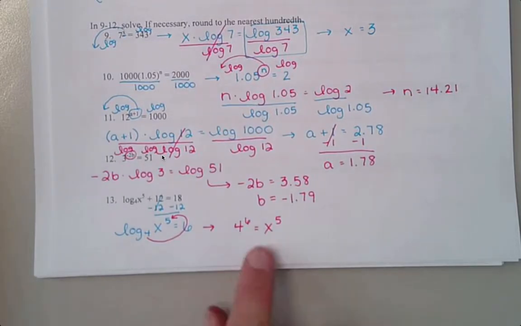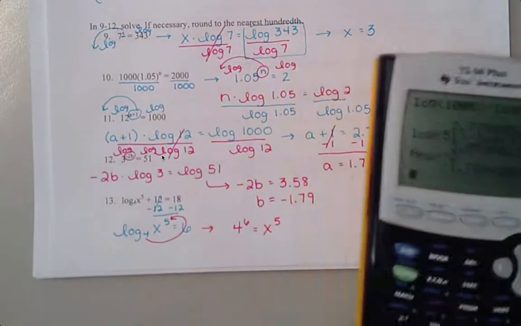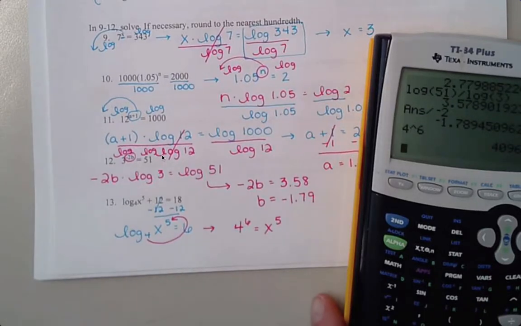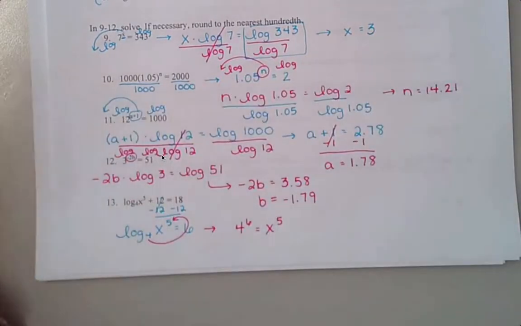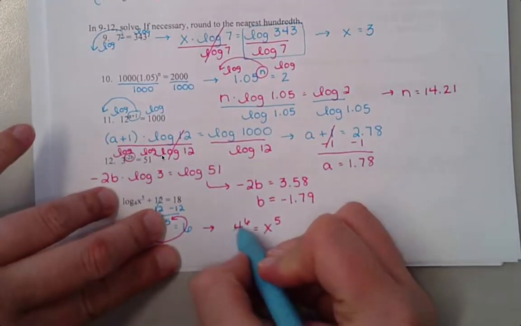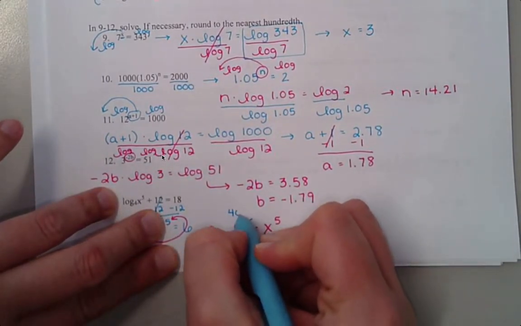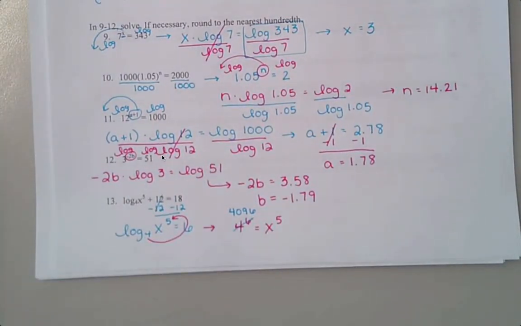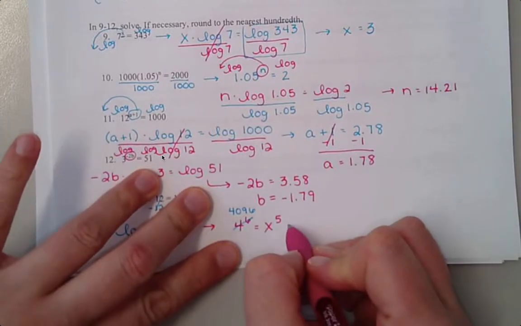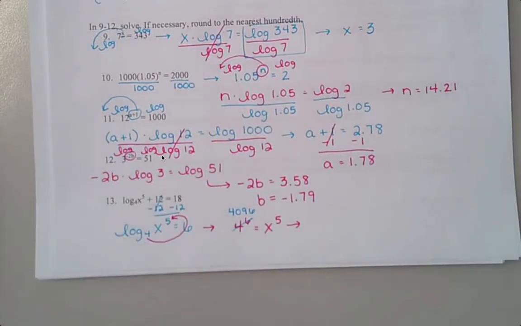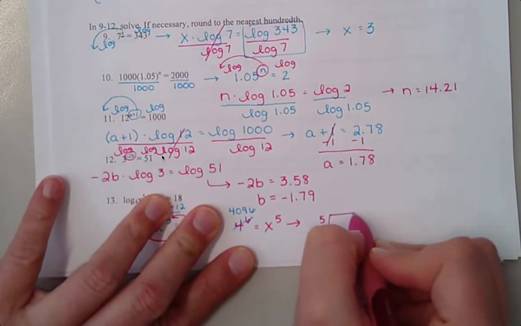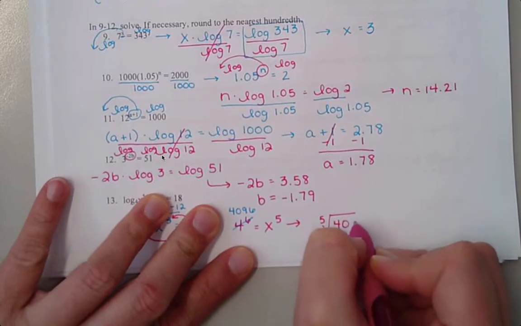Well, then I can figure out what 4 to the 6th power is. So I'm just going to use my calculator. 4 to the power of 6. 4,096 there. Okay, so I'm going to replace this with 4,096. And then it's just a matter of how do I get rid of a power of 5? Well, even before now, if I had given you something like that, you would know to take a 5th root, right? So from here, we're just going to do the 5th root of 4,096.